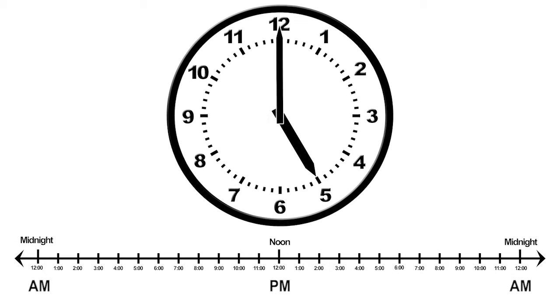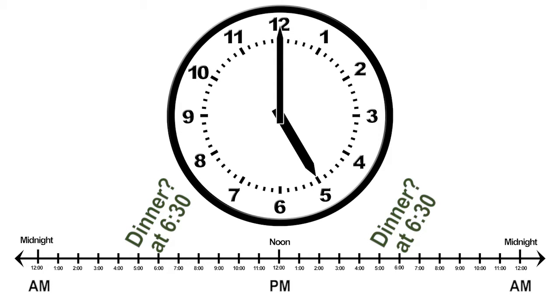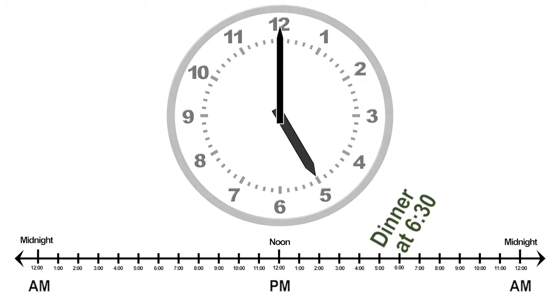What time is it? With the hour hand pointing directly at the 5 and the minute hand straight up at the 12, I know that it's 5 o'clock. But 5 o'clock what? A.m. or p.m.? What if I said your mom wants you home for dinner at this time? Ask your child this to give them practice distinguishing between a.m. and p.m. So where would 5 p.m. be on the number line?